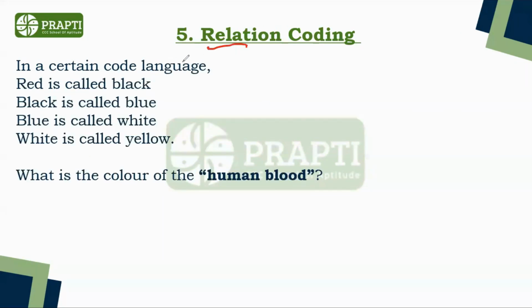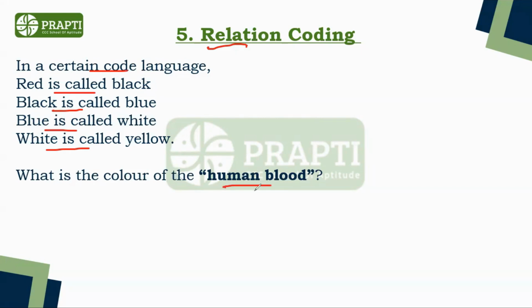Relation coding. So this will be quite interesting. One of my favorite. We just see. In a certain code language, red is called black. Black is called blue. And blue is called white. And white is called yellow. They're asking you what is the color of the human blood?